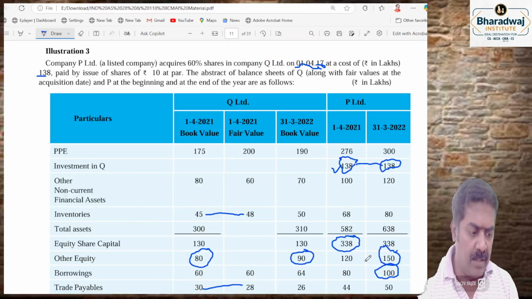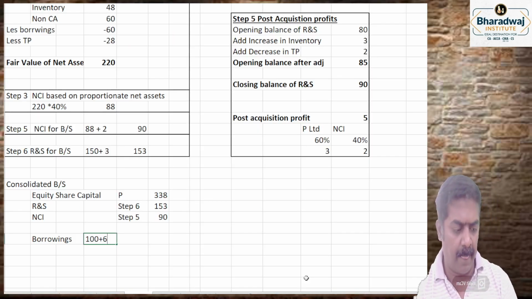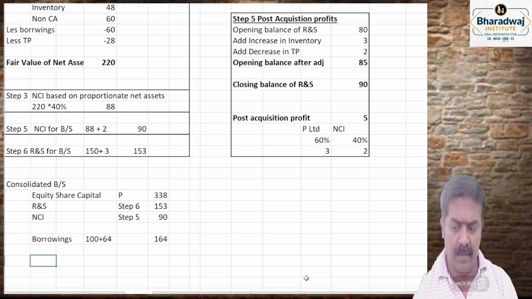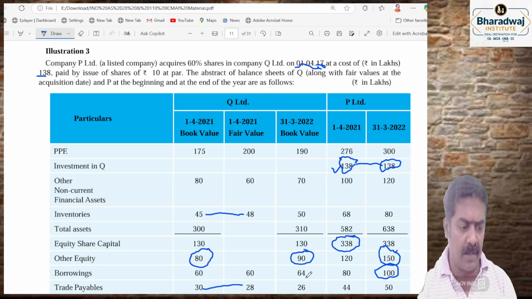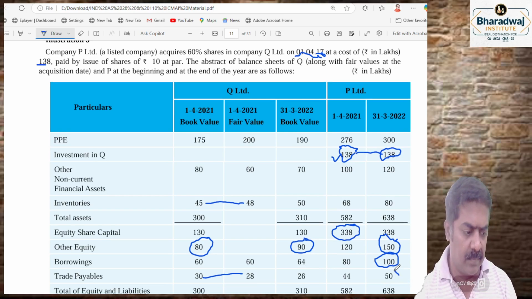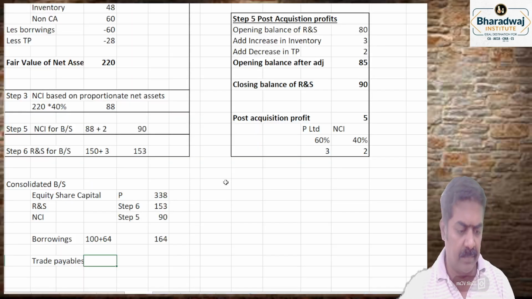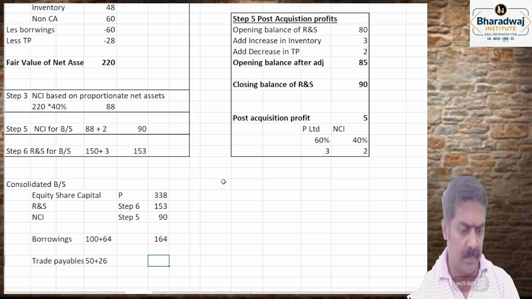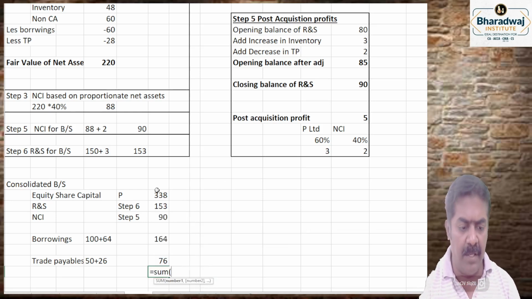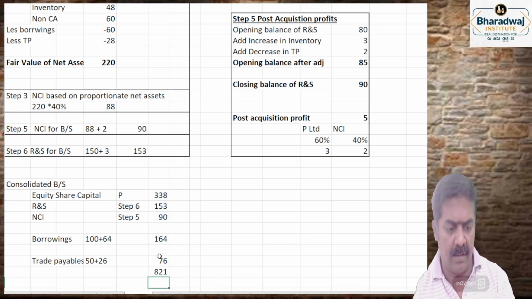So borrowings, how much is there for this one? 100 plus 64. Then trade payables. Trade payables, year-end items. 50 plus 26, year-end. Example, please use a proper format. Classroom purpose it is okay.